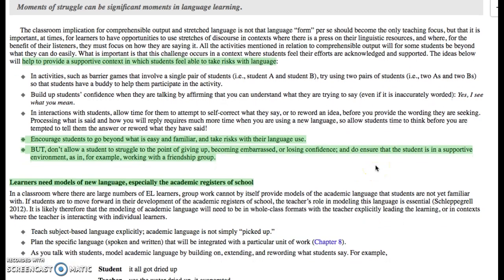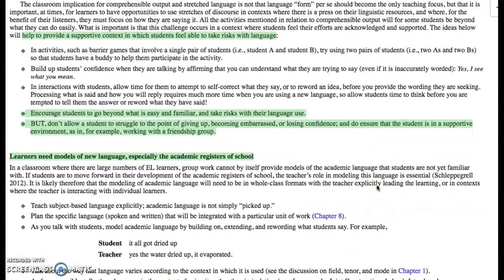Here are some ideas to help provide a supportive context in which students feel able to take risks with language. What I thought was very important in this section were these two bullets that I highlighted specifically. Encourage students to go beyond what is easy and familiar and take risks with their language use, but don't allow a student to struggle to the point of giving up, becoming embarrassed, or losing confidence, and do ensure that the student is in a supportive environment, for example, working with a friendship group.